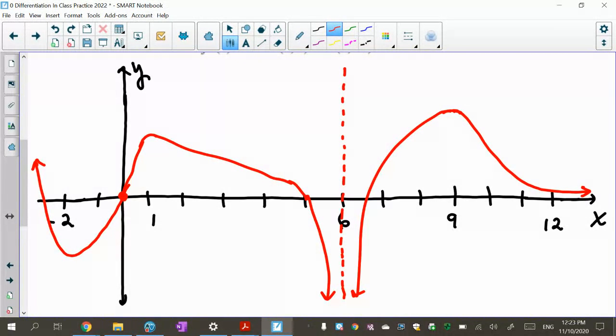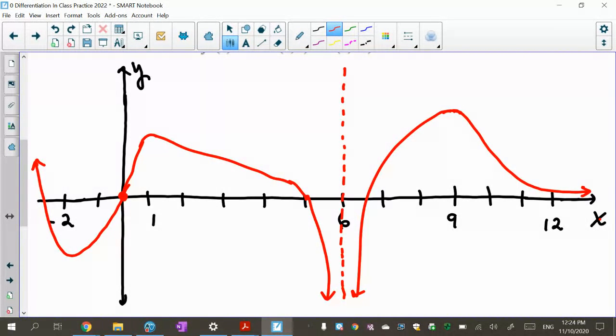My function is increasing from negative 2 to 1, so it is, and from 6 to 9, which it is. Then it's concave up from negative infinity to 0, which it is right in here, and from 12 to infinity, so it's concave up over here like a cup. And then it's concave down between 0 and 6, this is weird looking, but it's concave down there. And then from 6 to 12, it's concave down to here as well. So I did all the conditions to sketch my graph.